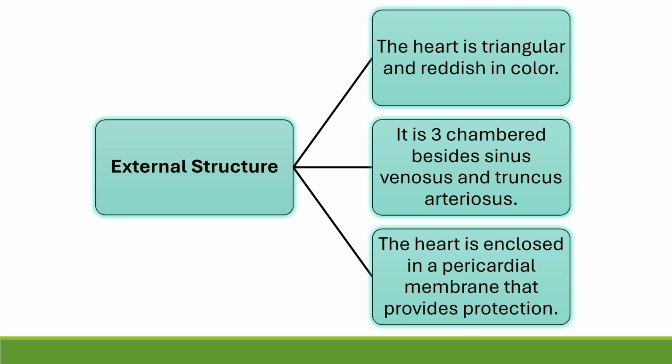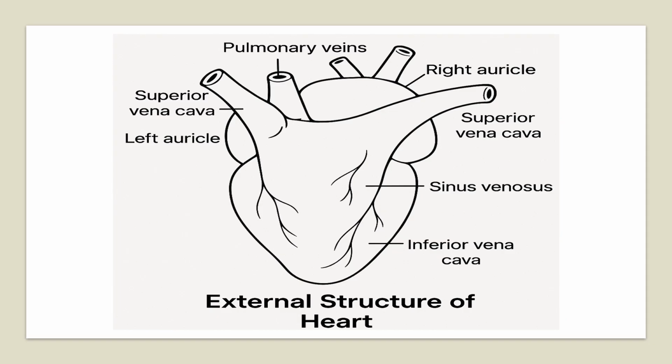The external structure of the heart, as all of you know, is triangular and reddish in color. It is three-chambered as we already discussed. Besides that, it also contains sinus venosus and truncus arteriosus. The heart is enclosed in pericardial membrane that provides protection. In this diagram, you can clearly see the external structure of Rana, where we can see the left auricle and right auricle, and below a very big single ventricle, and apart from that the other parts we discussed, the sinus venosus as well as the truncus arteriosus.